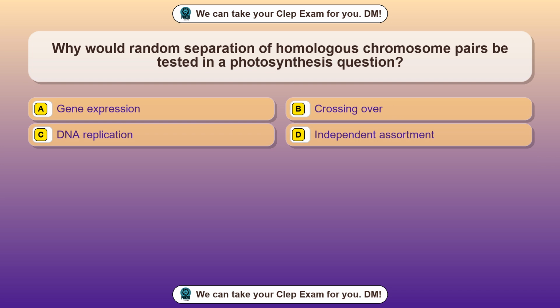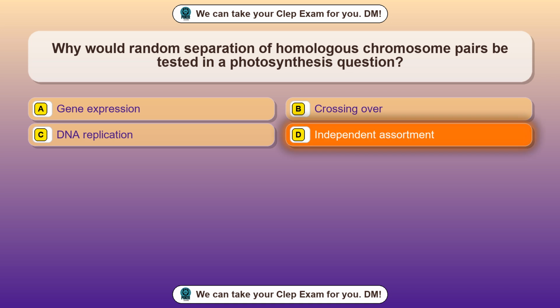Question 69. Why would random separation of homologous chromosome pairs be tested in a photosynthesis question? Option A, gene expression. Option B, crossing over. Option C, DNA replication. Option D, independent assortment. The correct answer is option D, independent assortment.